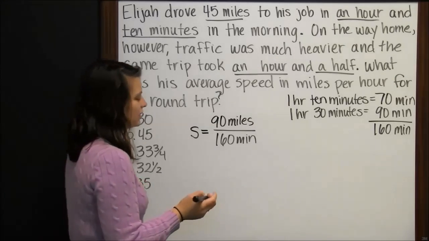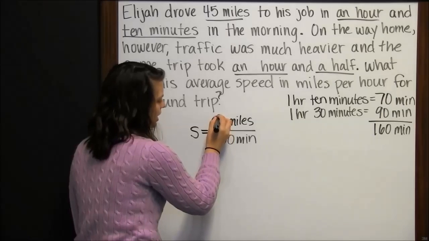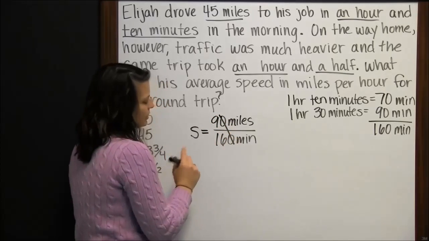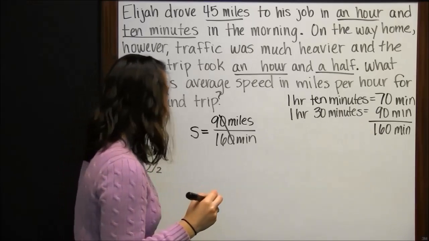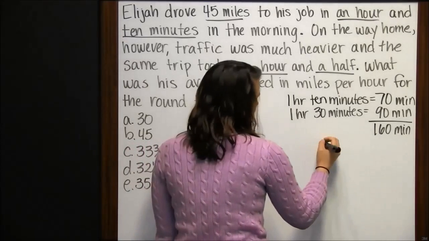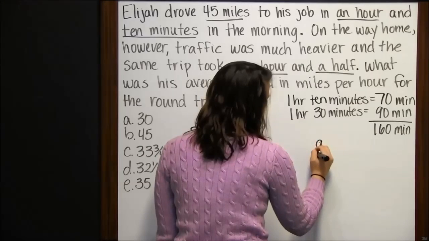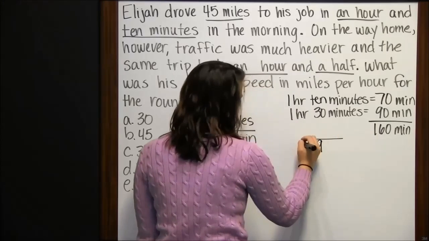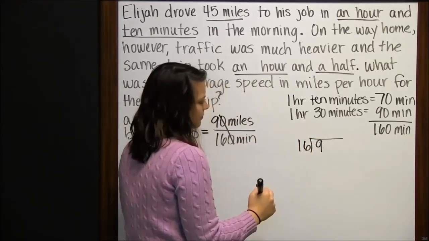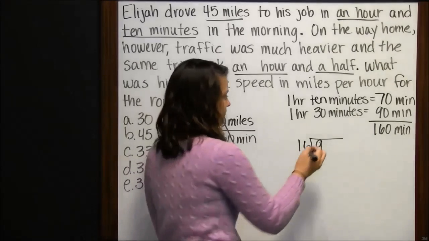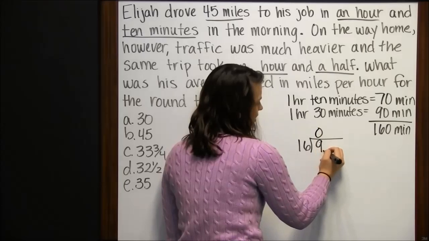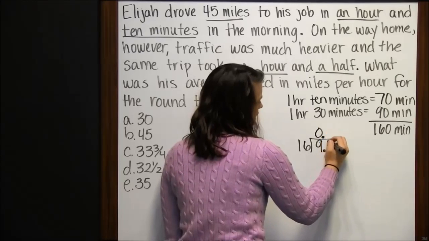Well, the first thing I could do to simplify this is I could cancel a 0. So now it's just 9 divided by 16, which will be a lot easier to work with. So I have 9 divided by 16. 16 doesn't go into 9 at all. That's 0, which means I'm going to need to add a decimal and a 0.